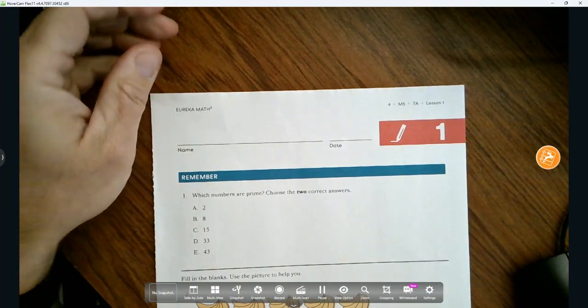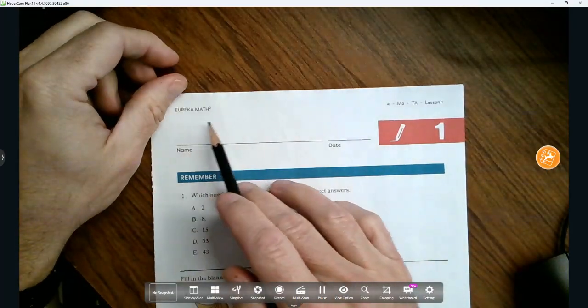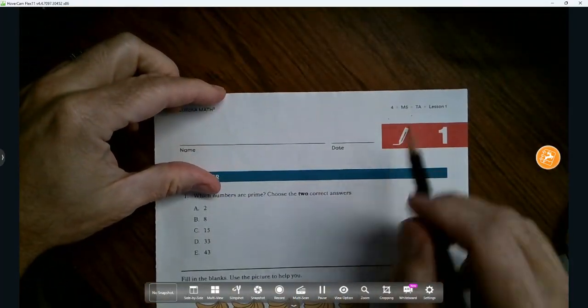It's not going to take us a long time, but let's look at this one. This is Eureka Math Squared, fourth grade, module 5, lesson 1.